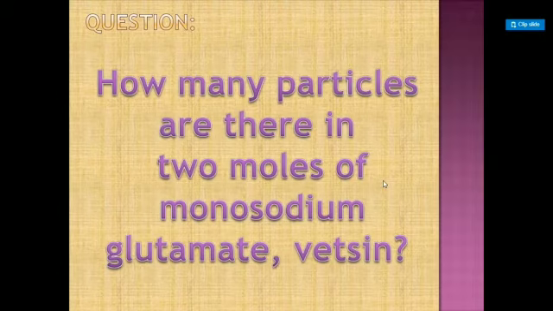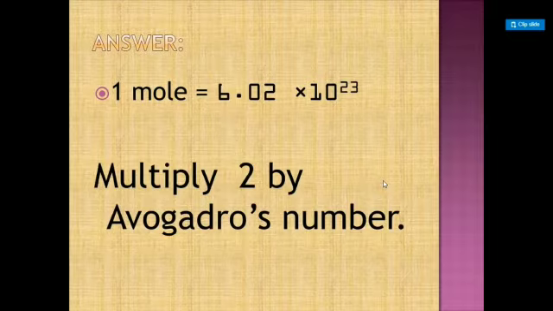How many particles are there in 2 moles of monosodium glutamate? 1 mole is equal to 6.02 into 10 to the power 23. So 2 moles is equal to 2 into 6.02 into 10 to the power 23.